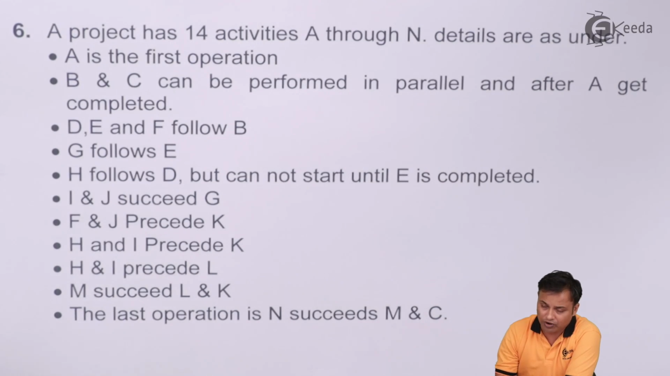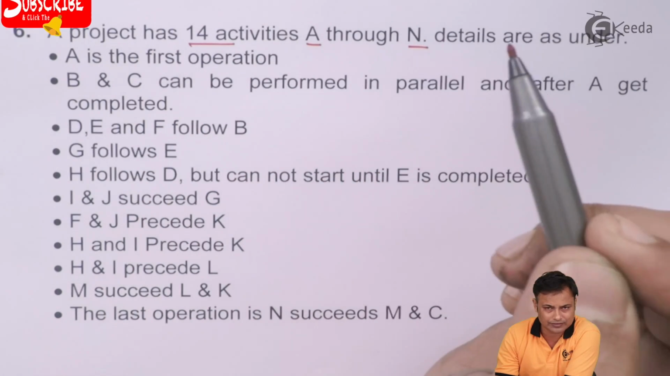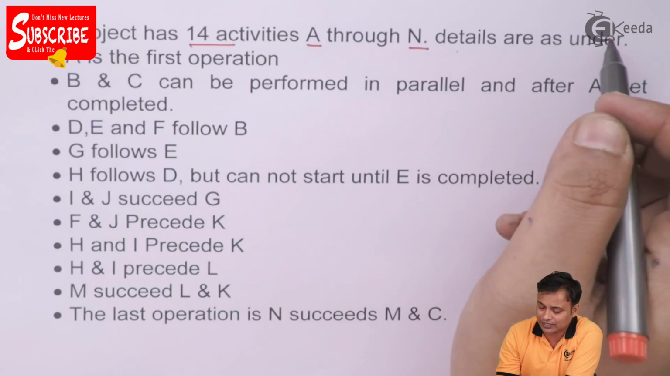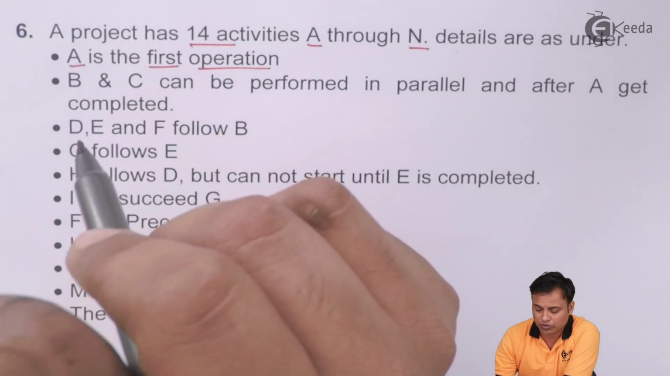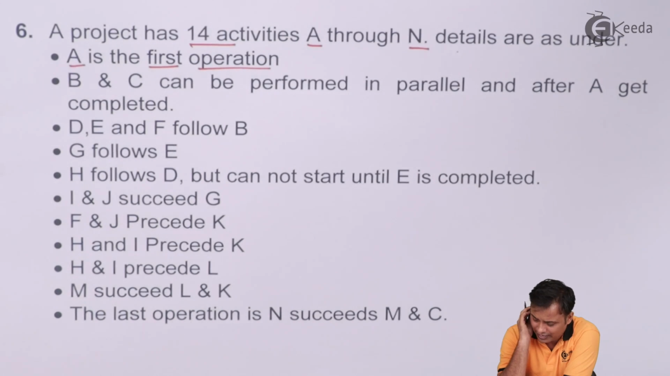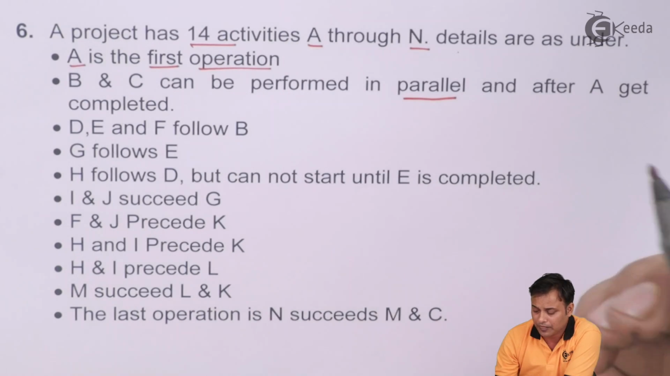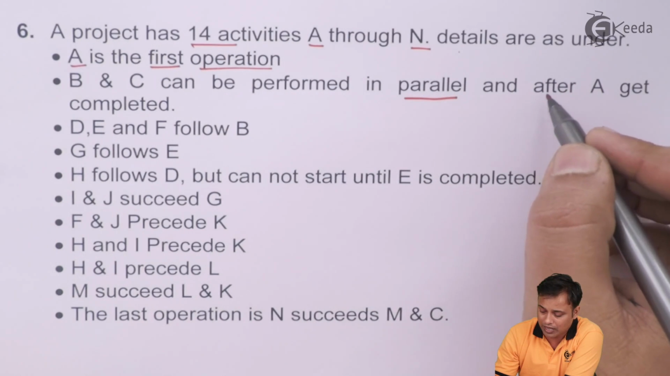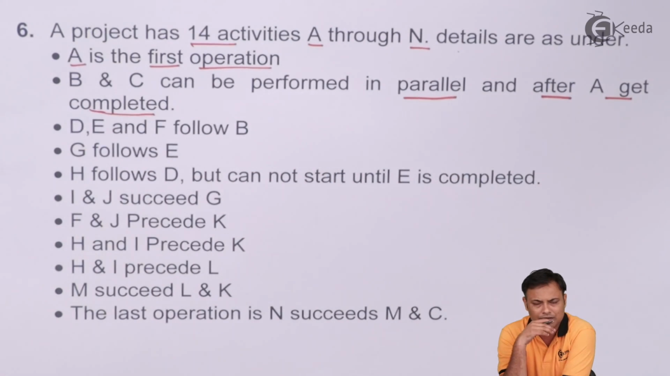A project has 14 activities A through N. Details are as under. A is the first operation. So A is my initial activity. Then B and C can be performed in parallel. That is, they can be performed simultaneously, but only after A gets completed. Means B and C can start after completion of A.